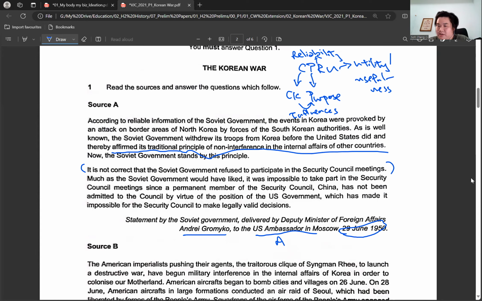So to summarize here, basically to suss out a source's reliability and usefulness, use the CPRU framework. If you are so inclined to, if you're still feeling very confused about trying to understand the thought processes underpinning the explanation of reliability itself.